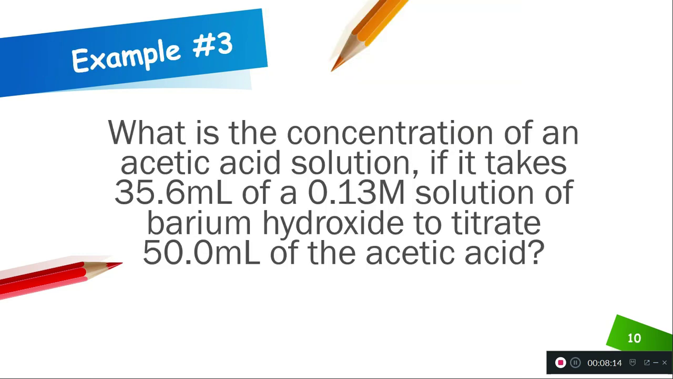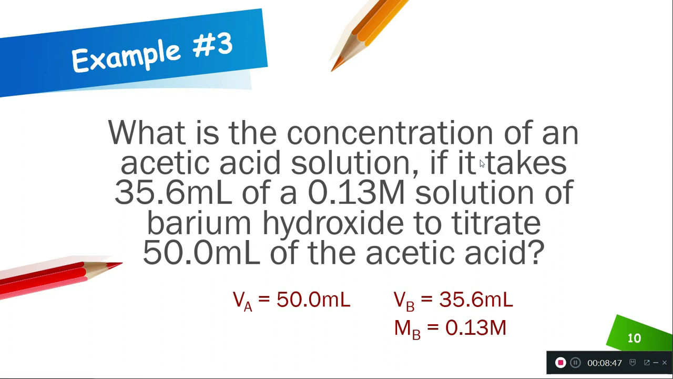Example number 3. What is the concentration of an acetic acid solution if it takes 35.6 milliliters of a 0.13 molar solution of barium hydroxide to titrate 50 milliliters of acetic acid? So if I use this amount of my base and I know the concentration of my base, what would be the concentration of my acid? I have the volume of my acid, 50 mL. I have the volume of my base, 35.6 mL. And I have the concentration of my base, 0.13 molar. What I don't have is the molarity of my acid. That's what I'm solving for.